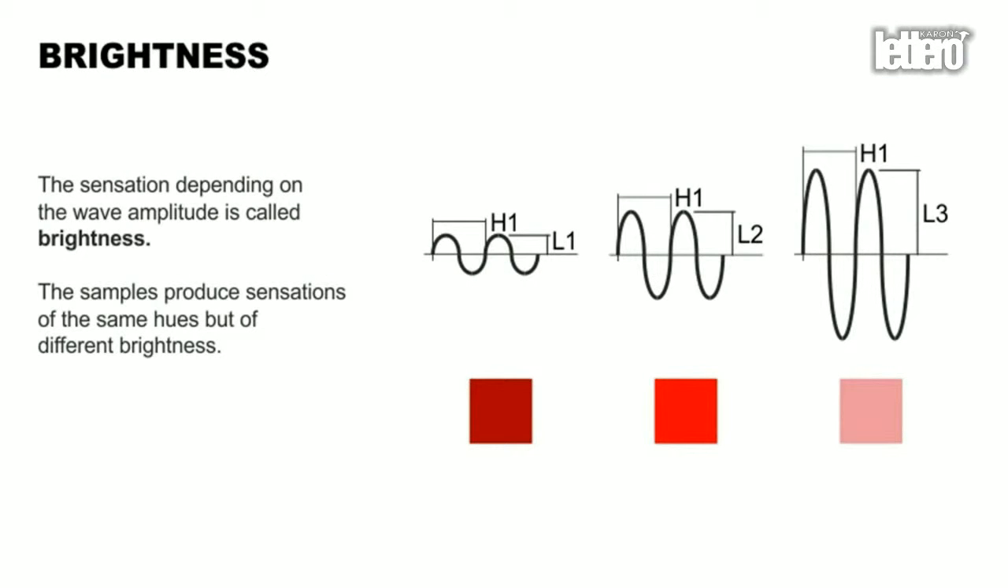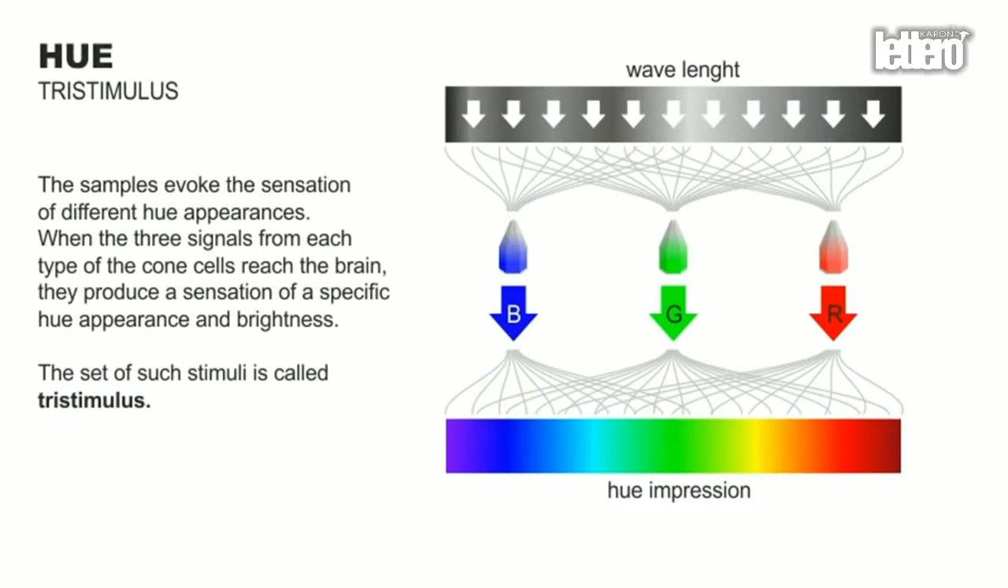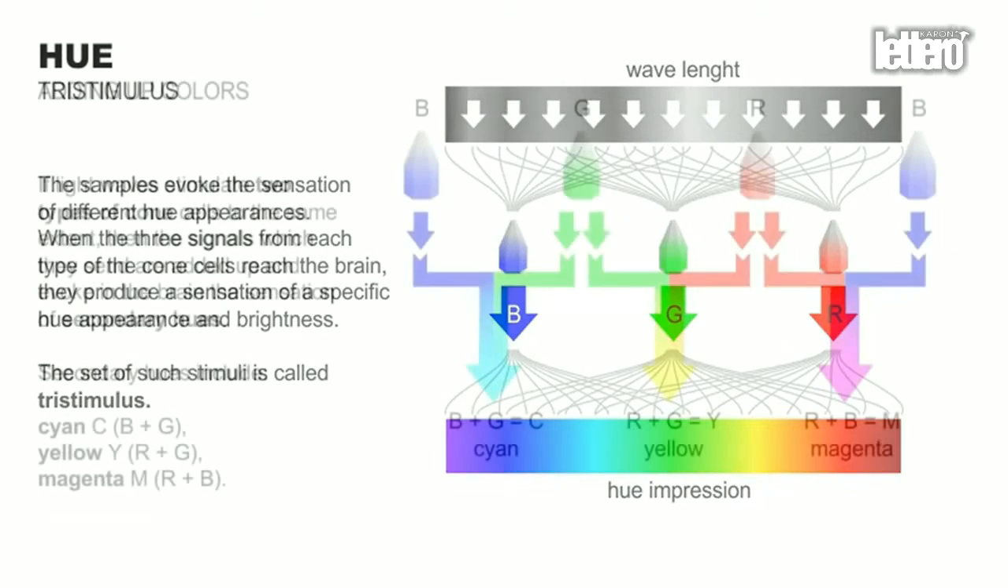Brightness is a sensation that depends on light wave amplitude. The samples produce sensations of the same hue, though varying in brightness. When the three signals from each type of cone cell reach the brain, they produce the sensation of a certain hue and brightness. The combined set of such signals, the stimuli, is called tristimulus.